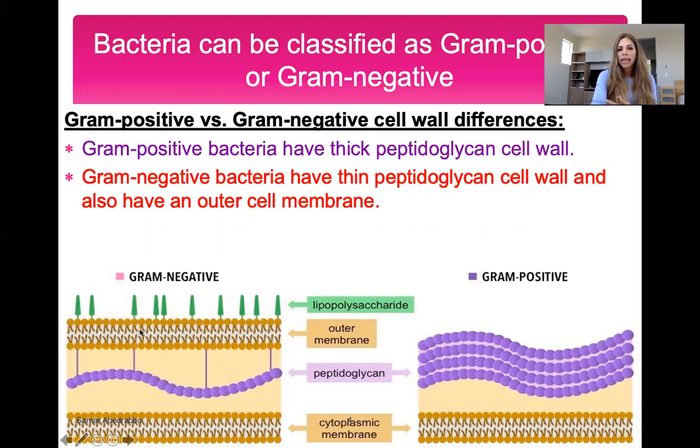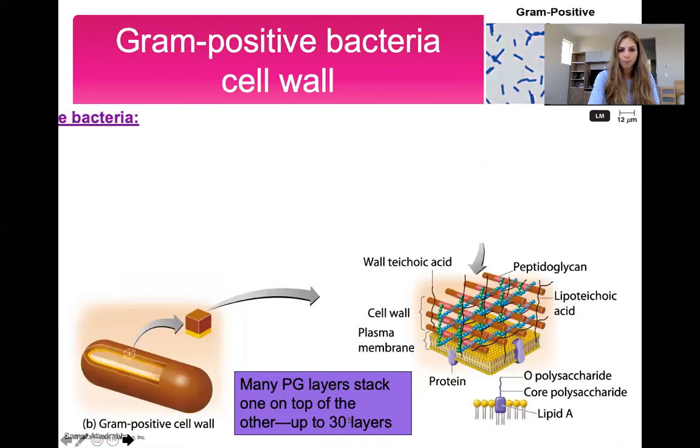Now, I want you to keep in mind when we talk about staining that gram-positive bacteria always stain purple and gram-negative bacteria stain red. And the way to memorize this is positive, purple, peptidoglycan. They have a lot of peptidoglycan. And then gram-negative bacteria have thin peptidoglycan, and in addition, they have an outer membrane.